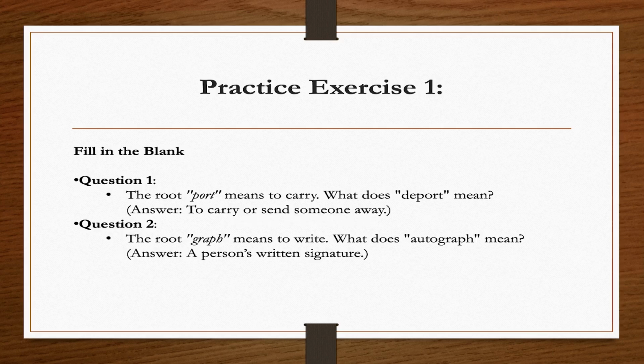Again, a very simple question. Fill in the blank. The root port means to carry. What does deport mean? To carry or send someone away. The prefix de is there in deport. So to carry or send someone away. Now the root graph means to write. What does autograph mean? A person's written signature. Graph means to write, auto means from that person only. So that's how these words actually make meaning.